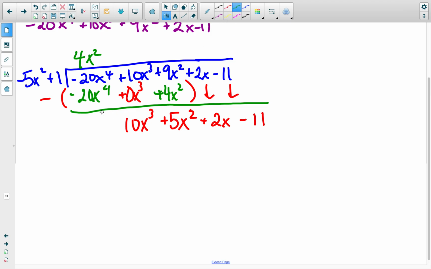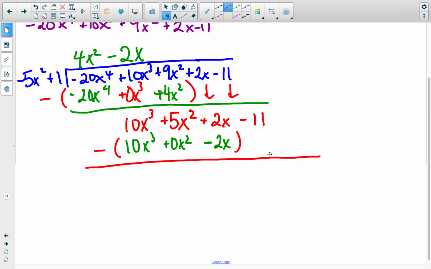What can we multiply negative 5x squared by to get 10x cubed? We want a negative 2x. And then let's perform our multiplication. We'll get 10x cubed, and then 1 times negative 2x we get negative 2x, so we want to write that out underneath the term with the matching variable. And then we have 0x squared in here. Let's go ahead and subtract very carefully. These cancel. We end up with 5x squared. 2x minus negative 2x gives us plus 4x. Then we're going to carry down this minus 11.